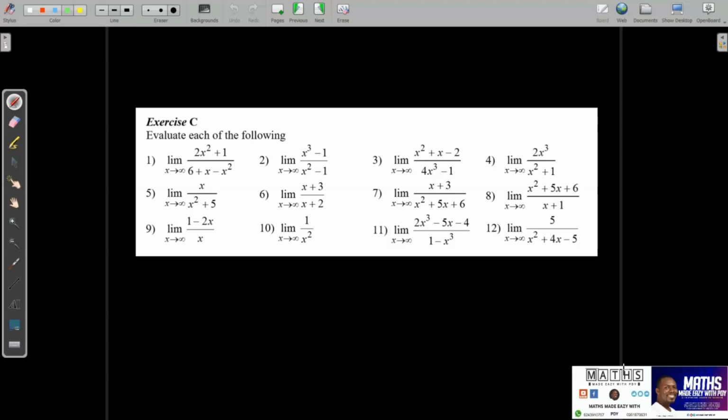So these are some few questions under limits of functions at infinity, and I'd like you to try your hands on it and give me feedback. I'll be expecting it. This actually ends the lesson on limits of functions, and in our next lesson, we'll be moving on to something different.